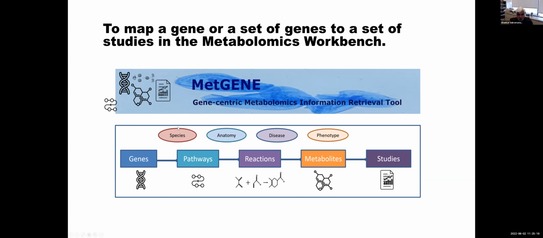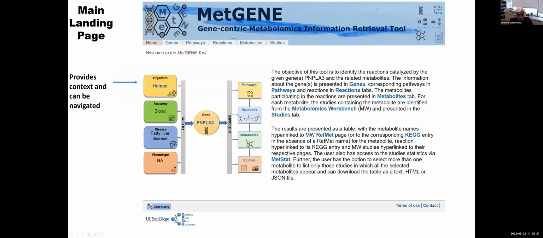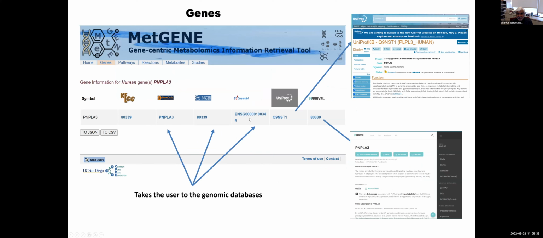I'll give you an example. For example, I want to choose the PNPLA3 gene involved in fatty liver disease in humans, in blood. I want to choose these things, and then I want to look at what are the pathways, reactions, metabolite studies involved in this. I can go and look at PNPLA3. I can look at the Ensembl ID, or in fact, Mano developed a way of navigating between multiple IDs. You can give any ID that you want. It takes you to any genomic database and gets you the equivalent ID.